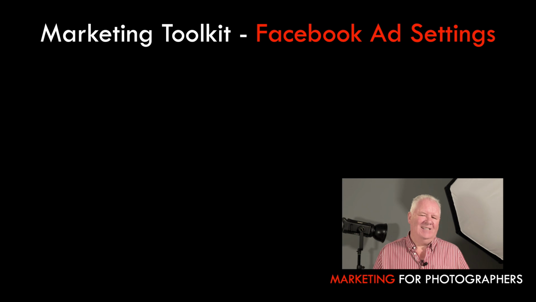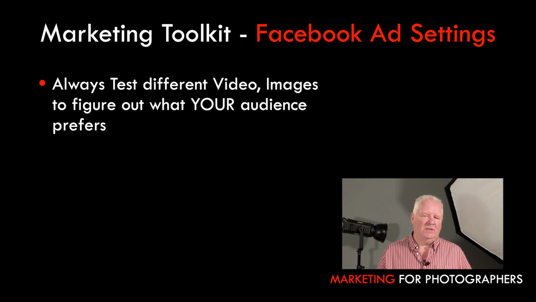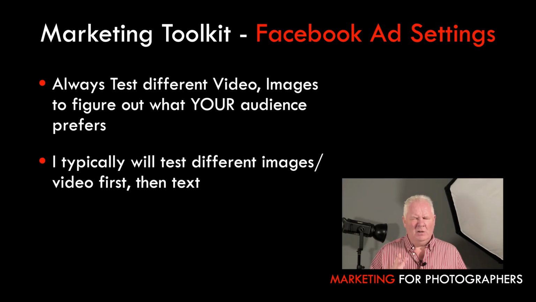So when doing this testing, always test different videos, images, and what you're trying to do here is figure out what your audience prefers, because it might be different from other photographers. I'm going to show you some adverts that work for me, but you might find that these images don't quite work for your audience because of your style of photography and your unique selling point. And this is why I always say you've really got to know who your target customer is, what type of person they are, what kind of age range they are, and what kind of images will appeal to them.